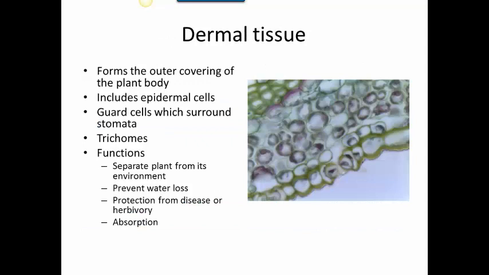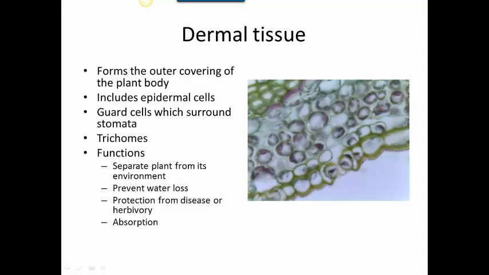Finally, the third kind of adult tissue in plants is dermal tissue. And as I mentioned, this forms the outer covering of the plant body. So this is a micrograph of a plant leaf, and the dermal tissue would be these cells that are on the very outside edge of that leaf. It includes epidermal cells, so these would be epidermal cells. These would be epidermal cells.